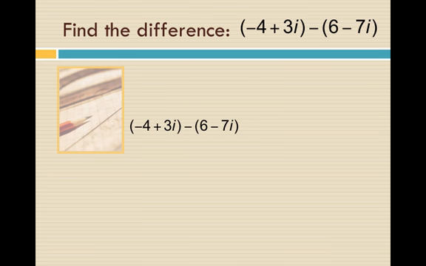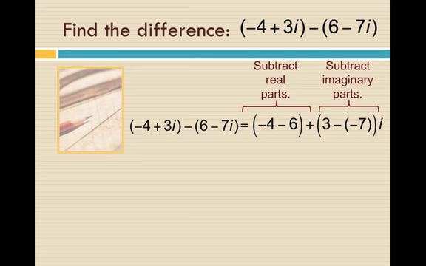Let's find the difference. I'm going to subtract the real parts. The real parts are the negative 4 and the negative 6. So I subtract negative 4 minus 6, and I subtract the imaginary parts, 3 minus negative 7. That's going to give me negative 10 plus 10i. How do I get 10 on the imaginary part? Well, note that we have 3 minus negative 7, so the two negatives make a positive, and I end up with 3 plus 7.